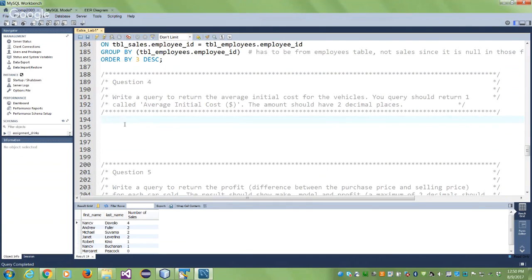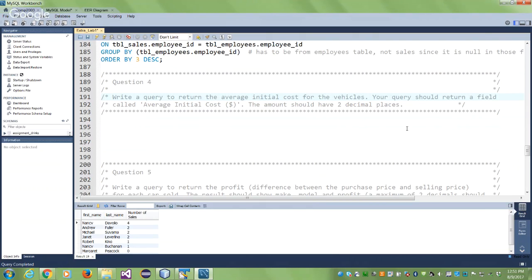Okay, write a query to return the average initial cost for the vehicles. Initial cost. I have to look up what the initial cost is. Your query should return one field called average initial cost. The amount should have 2 decimal places. This is just casting as a decimal with 2 places after the decimal. That's not important. Write a query to return the average initial cost for the vehicles.